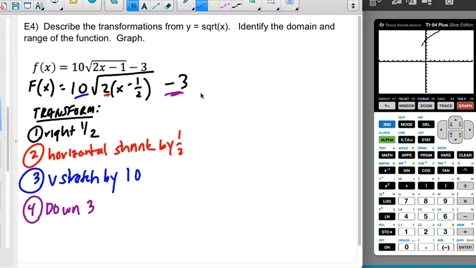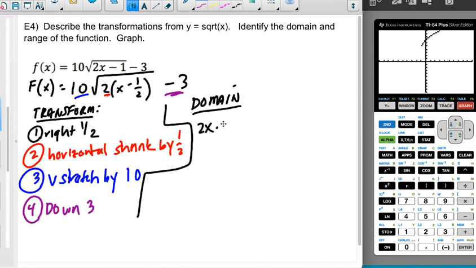The domain and range actually isn't any harder than it's been in the other problems. I think the graphing is the hardest part of this one. So the domain is just that the inside of the function, and I'm going to use the boring original inside of the function, is greater than or equal to 0, so x is greater than or equal to 1/2.